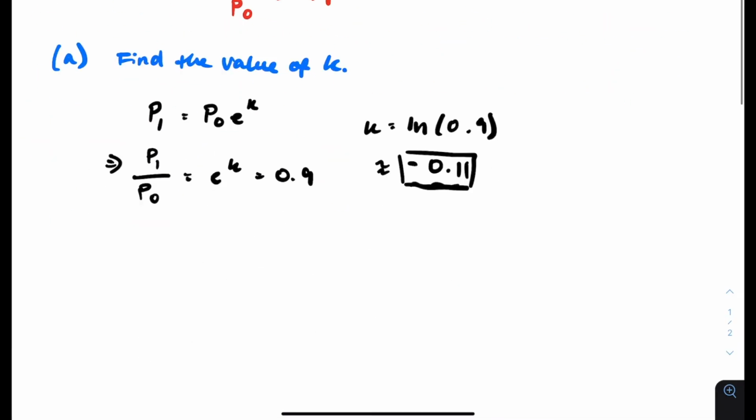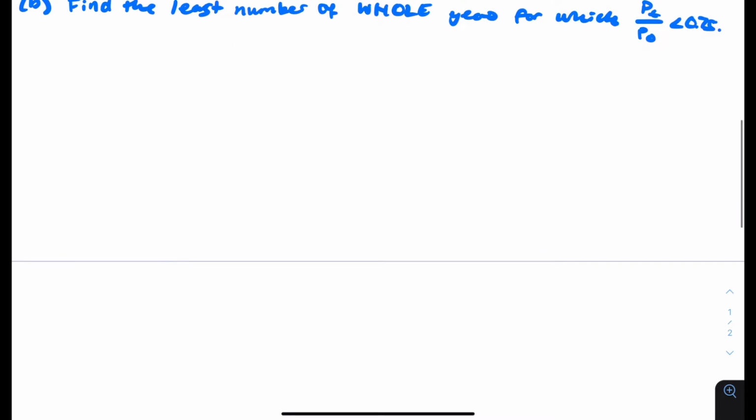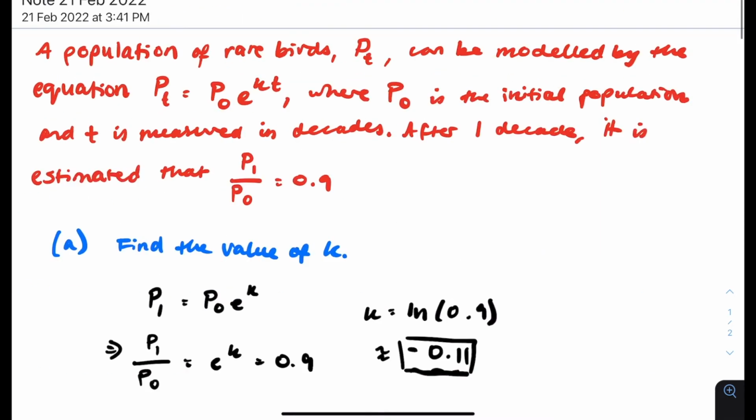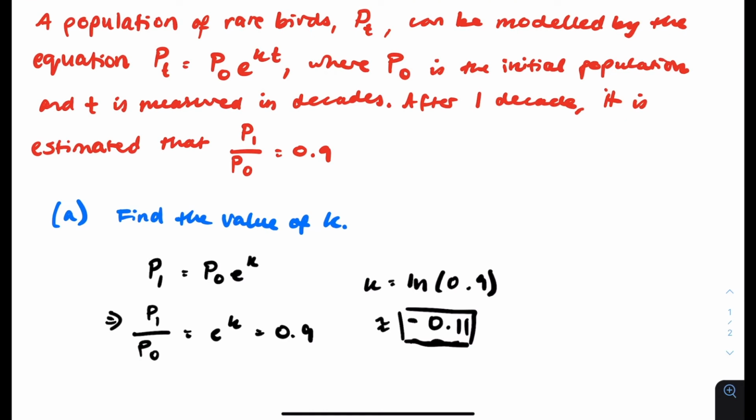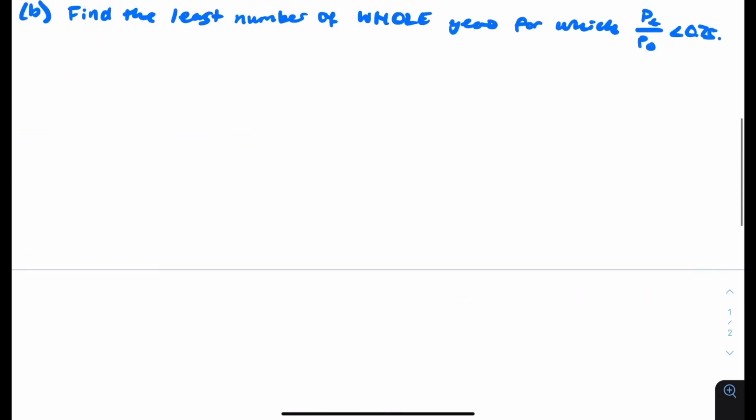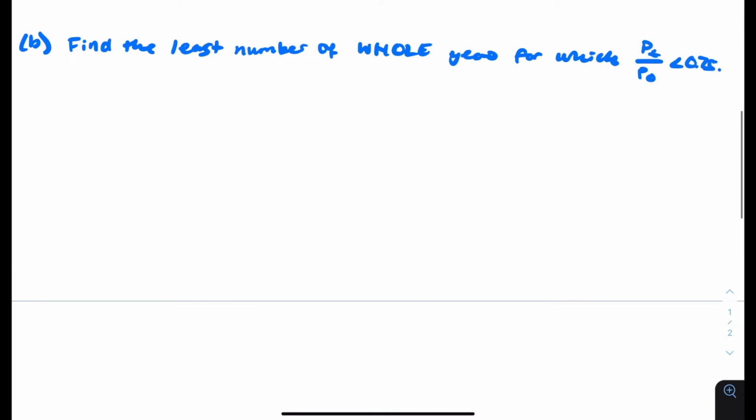Okay, so let's move on to part B. It's asking us to find the least number of whole years for which P(t)/P0 is less than 0.75. Given that we know that P(t) is P0 times e to the power of kt, and we have P0 in here, we're going to want to make it one variable. So let's let P(t) equal P0 times e to the power of kt. And also what I want to do is get rid of the inequality sign, because those are just more complicated to work with. So I'm going to start by finding the point where it's exactly 0.75.